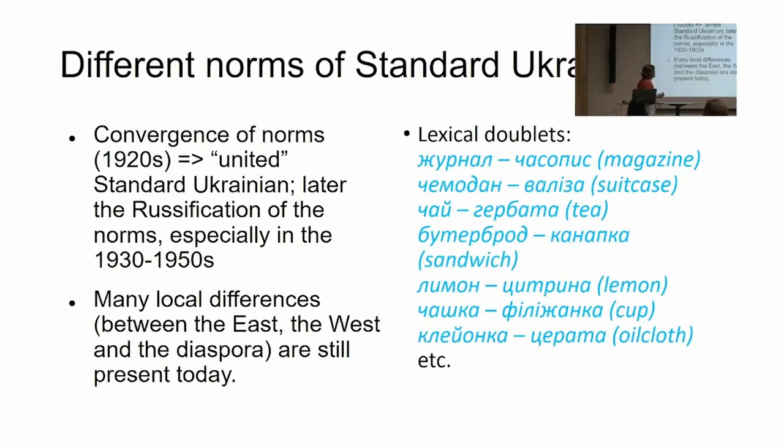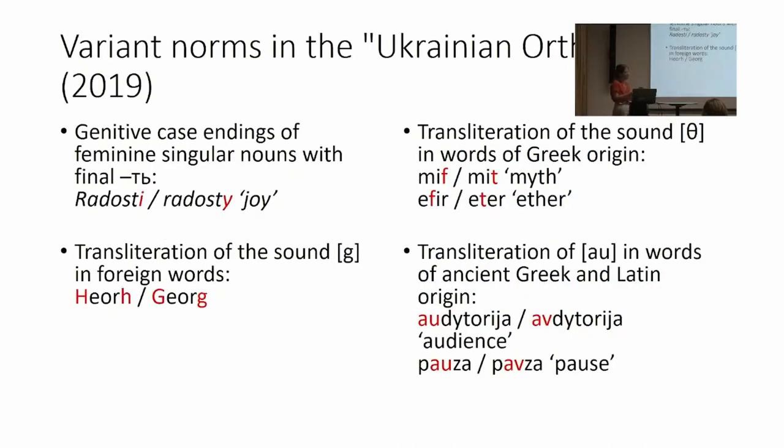And on the right side, you can see an example of lexical doublets. It's synonyms, words which mean just the same. Yes, and we have a lot of such lexical doublets as in Belarusian. This is the same: one came from Polish and one came from Russian. Sorry, not from, through. Sometimes from other languages, but through Polish and Russian.